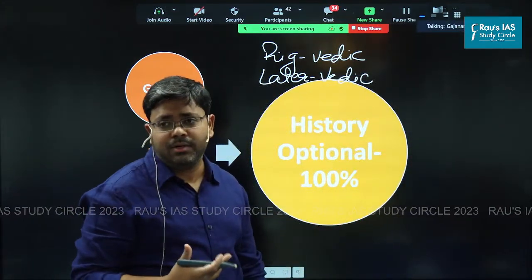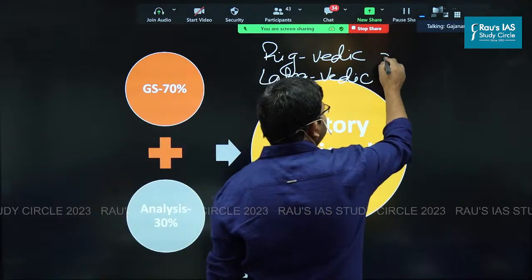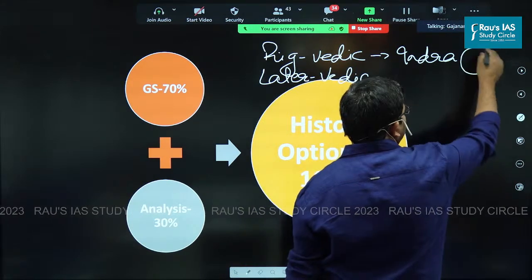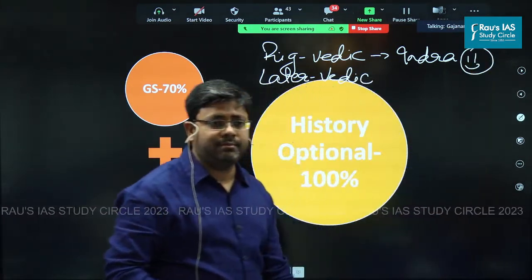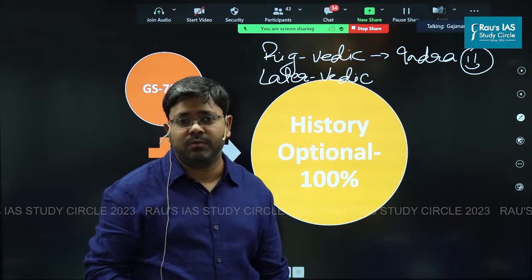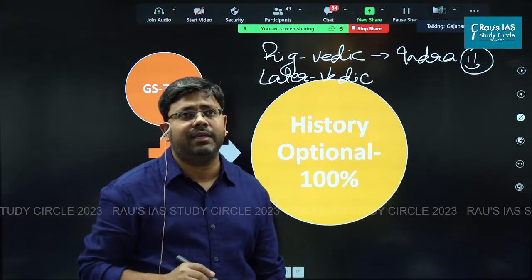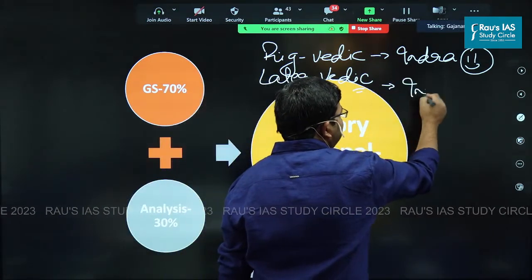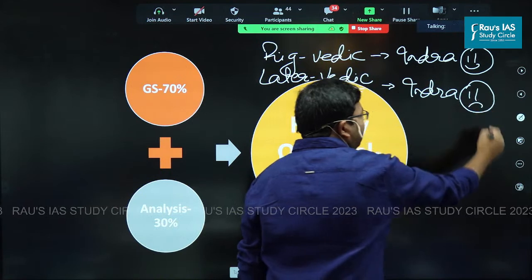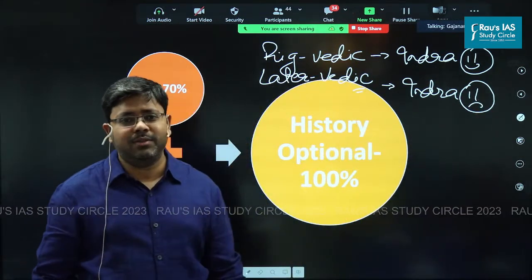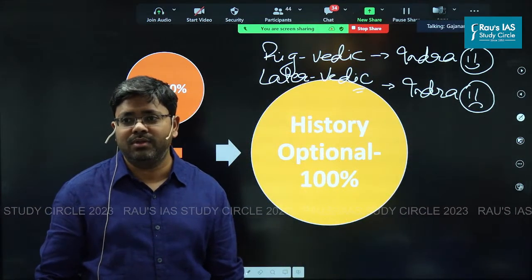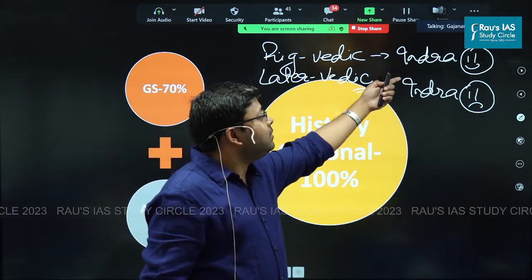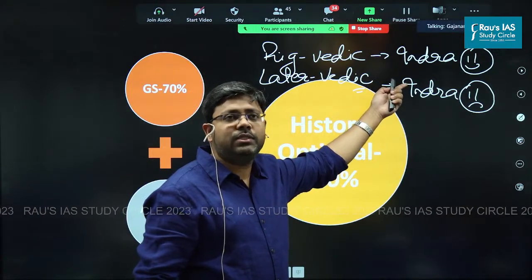What you have to know is the basic thing: in the Rigvedic age, one of the most powerful and most important gods was Indra. Very powerful, a super powerful and very important god in Rigvedic time. In later Vedic time, you will find that Indra's position was not that powerful. There was a change. So for GS, you have to know that the most important god in the Rigvedic age was Indra.